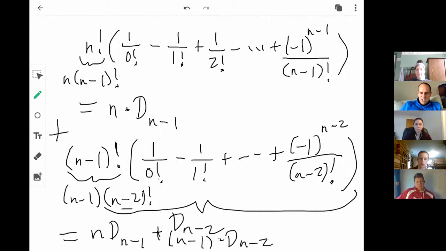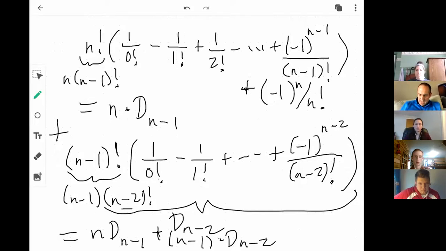And that wasn't what we wanted. We wanted to see dn plus dn minus 1, right? And so my thought was, well, for crying out loud, we're missing something. Why don't I just straight up add minus 1 to the n over n factorial here? And what would I add down here? Minus 1 to the n minus 1, over n minus 1 factorial.